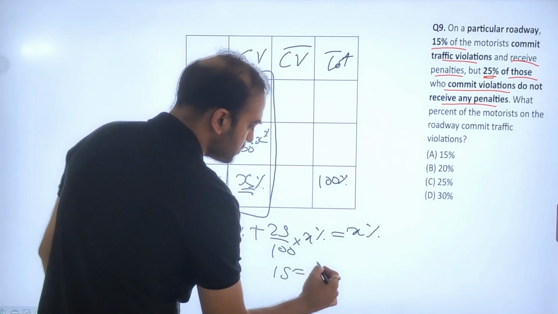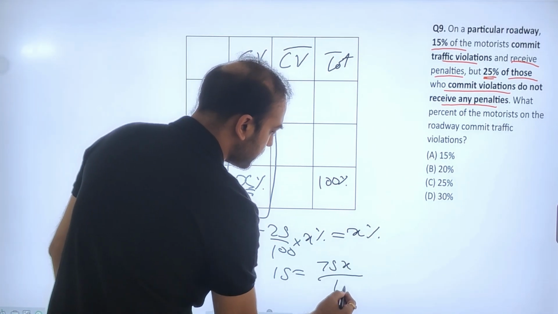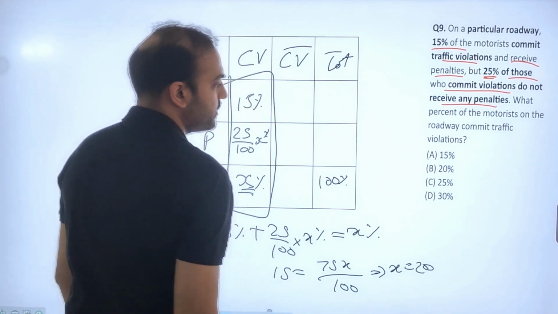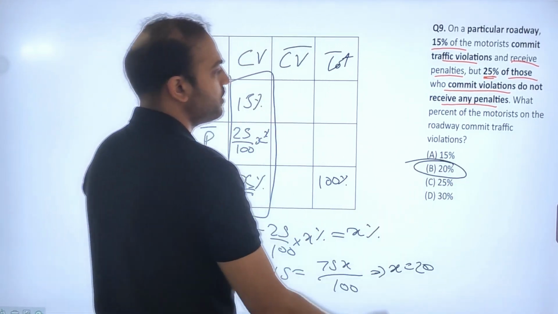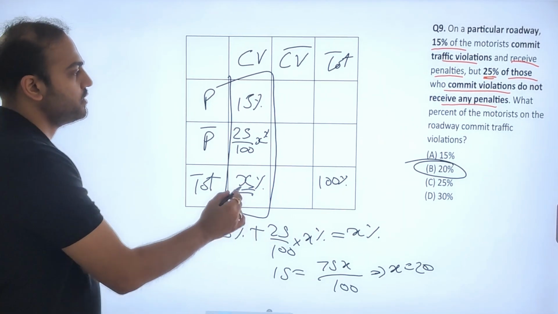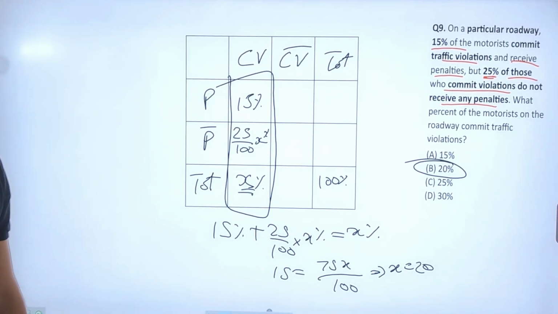15 is equal to 75x by 100. X is 20. So you know, 20%, okay, commit violations.